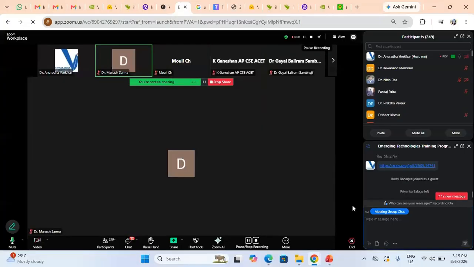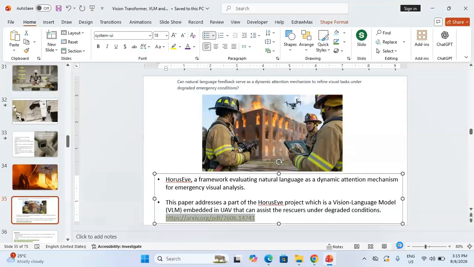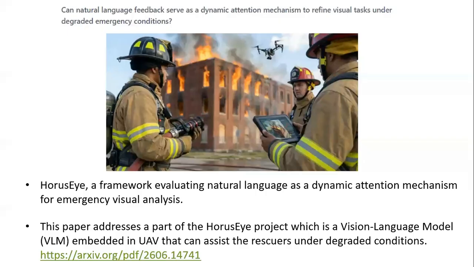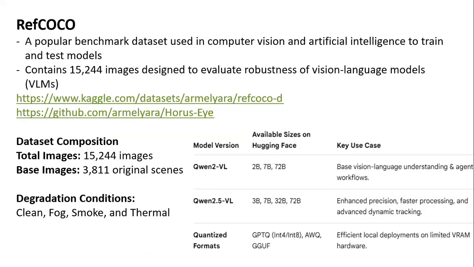But in short, about this paper, let me share something on this presentation slide. So here, this is a framework which researchers have developed, which is evaluating the natural language for the dynamic attention-based mechanism for certain emergency visual analysis. So now let's see. In this entire research, the researchers have used a popular benchmark dataset. Name of dataset is REF COCO.